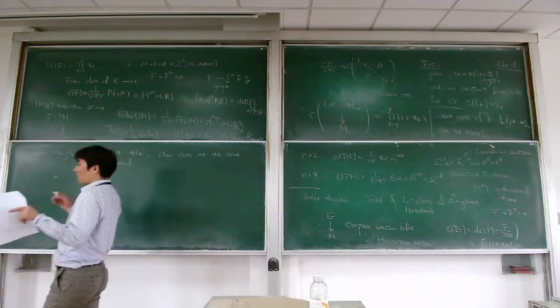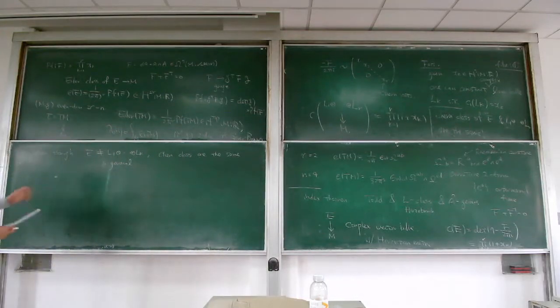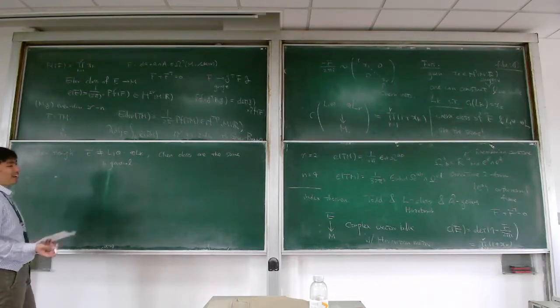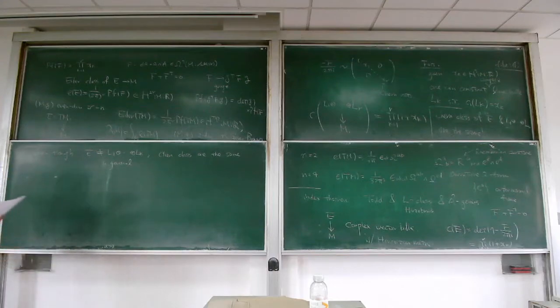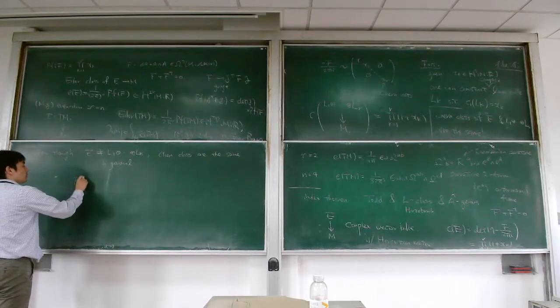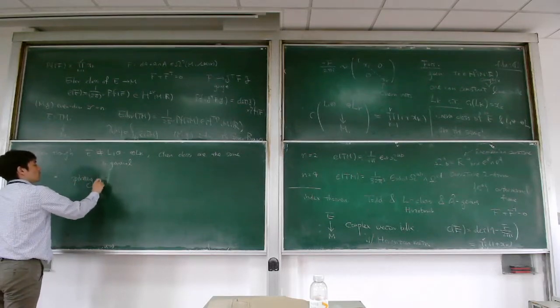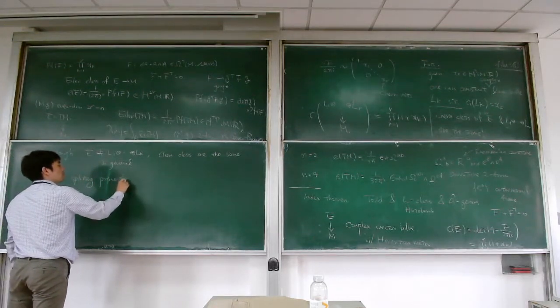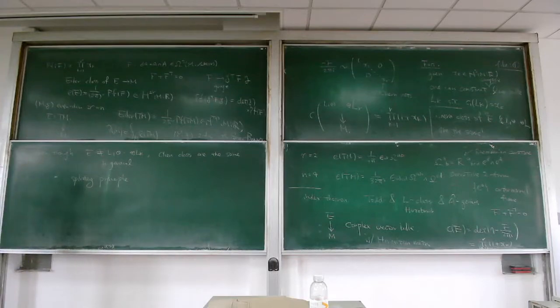So if you only look at the Chern class, they behave the same way, even though they are not isomorphic. Which means that the Chern class is not as strong a characteristic class, even though it's very useful. But this is called a splitting principle.